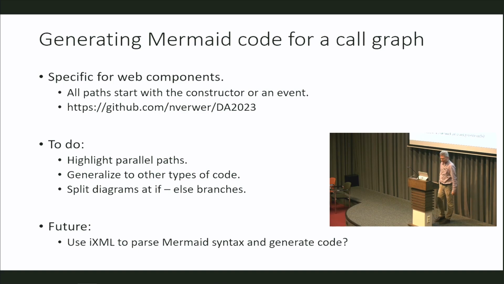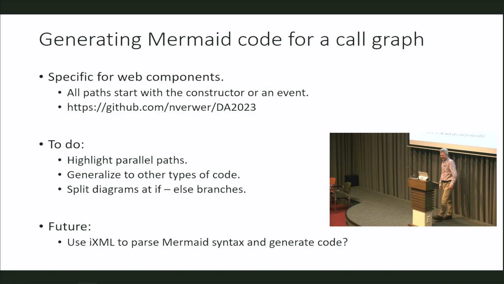So what do I still need to do? Well, it would be nice if we could highlight the parallel paths in the graph by just generating different arrows in Mermaid, maybe dotted arrows or thicker arrows, which is all possible. And then the code that analyzes the program needs to generate that. It would be nice to generalize it to other types of code, not just web components, but that should be relatively easy. And we need to split diagrams at if-else branches.